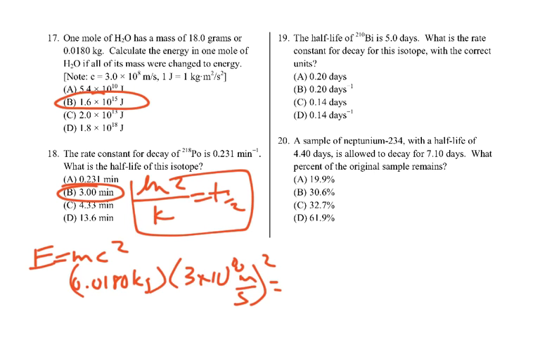19. The half-life of bismuth is 5 days. What's the rate constant? So it's exactly the same thing we just did, only going the other way around. So we say, well, what have I got?